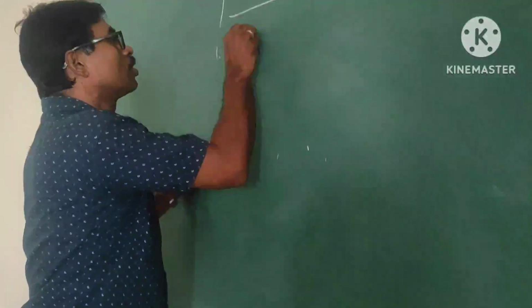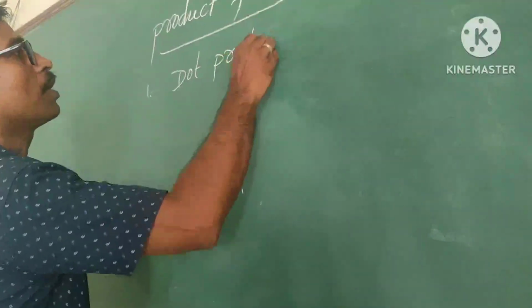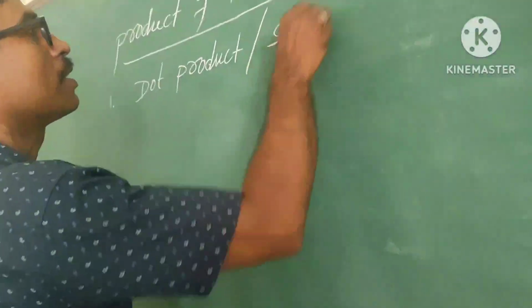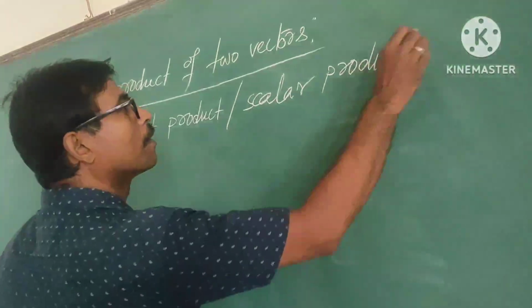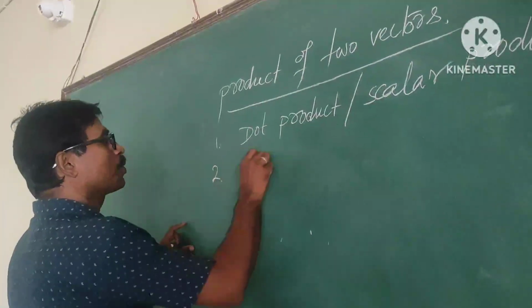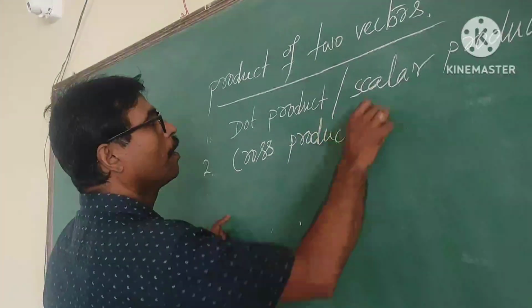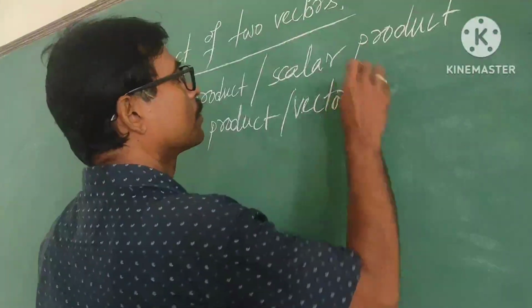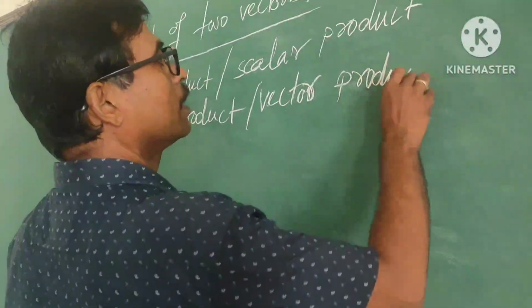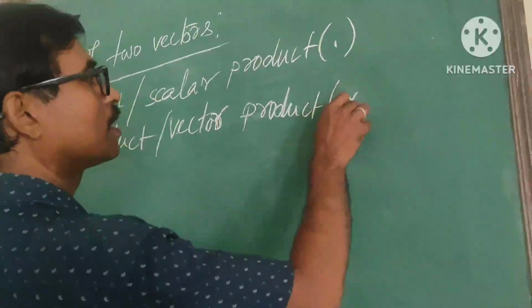So dot product or scalar product, cross product or vector product. In case of dot product, you give a dot. In case of cross product, you will give a cross.